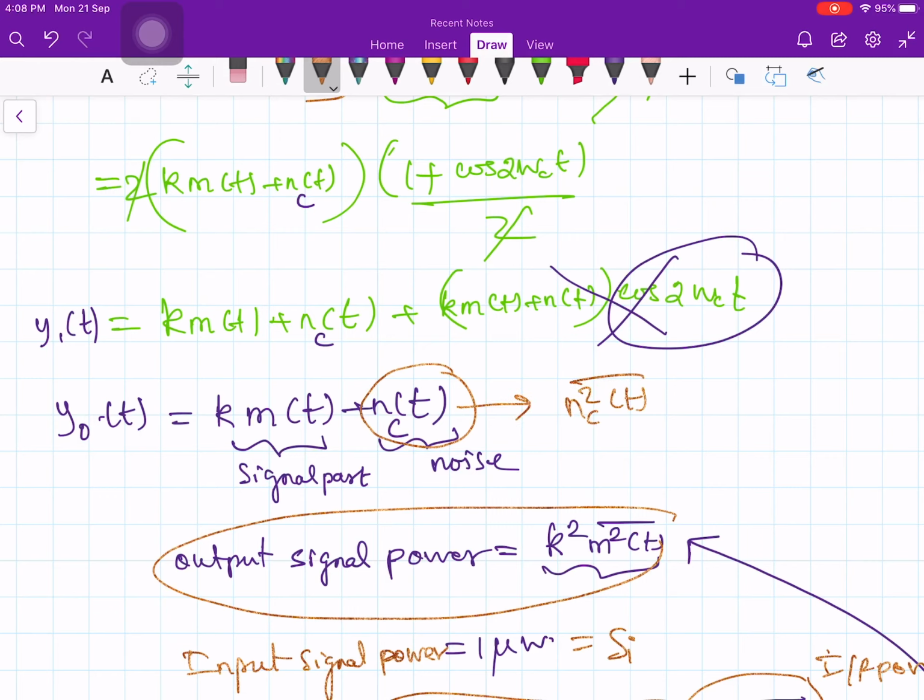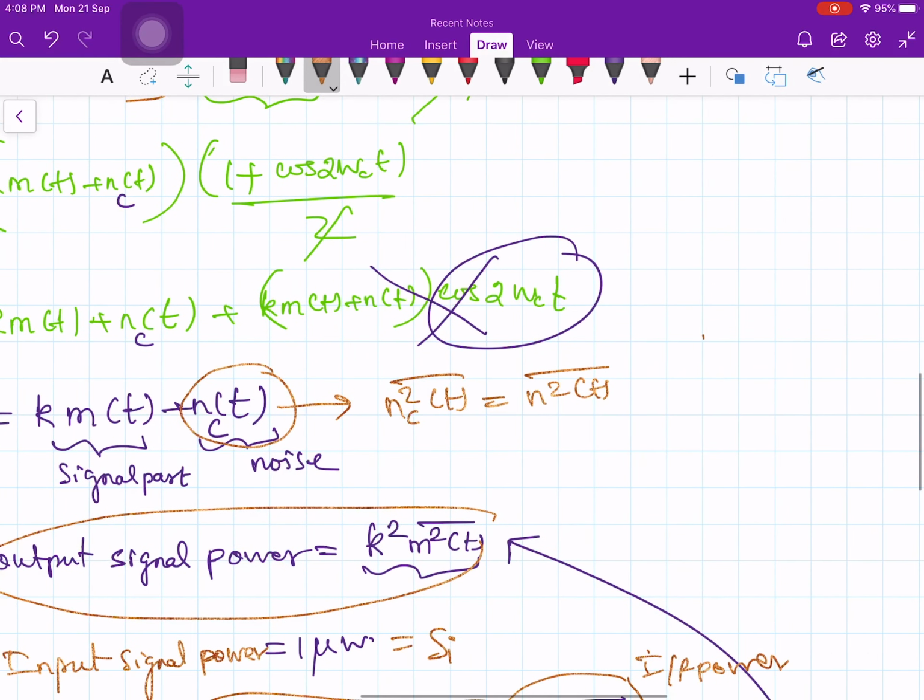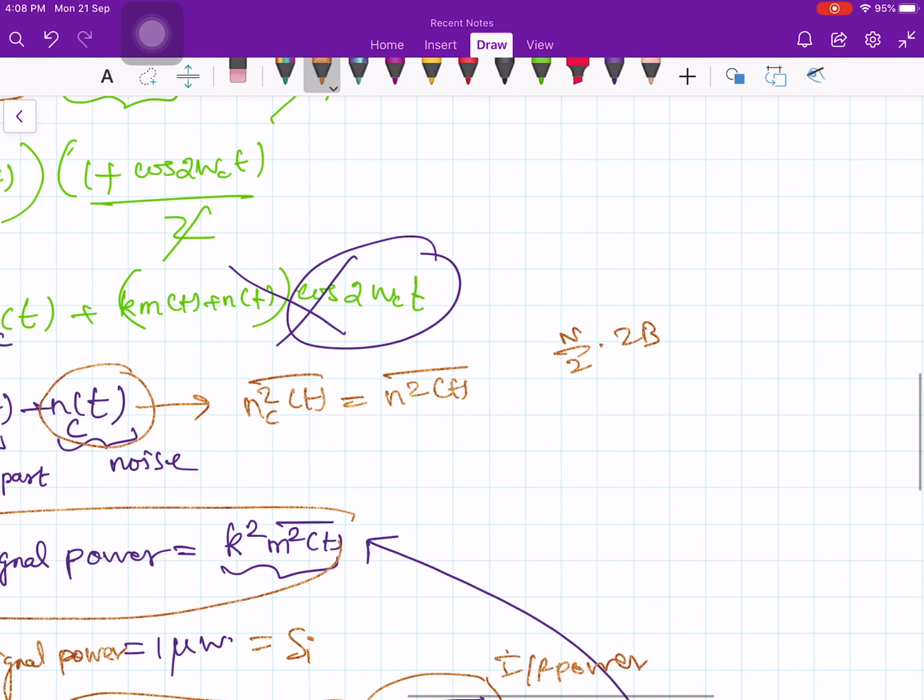So this is nothing but the same as your n square of t. And now this is the noise power in the narrow band noise with a bandwidth of 2B. But I can't simply multiply n by 2 times 2B because it is not constant. The power spectral density is not flat. Therefore we have to do the integration.